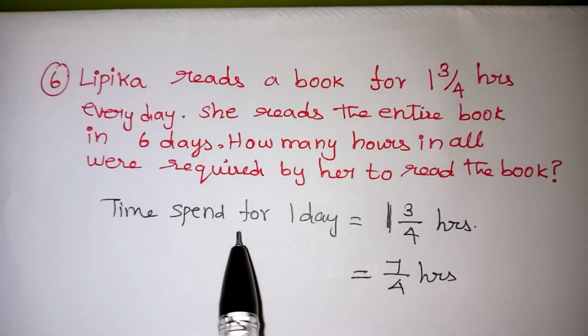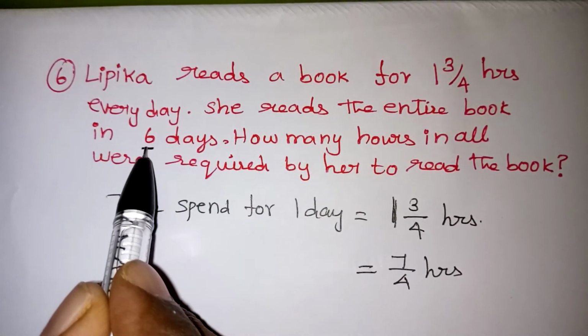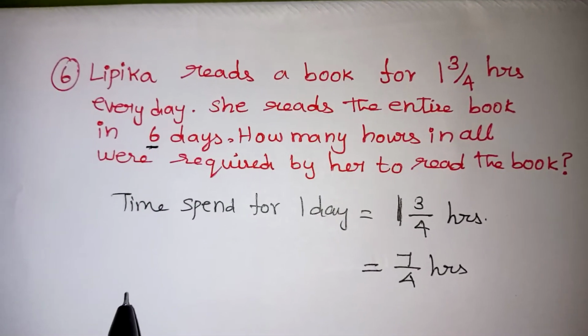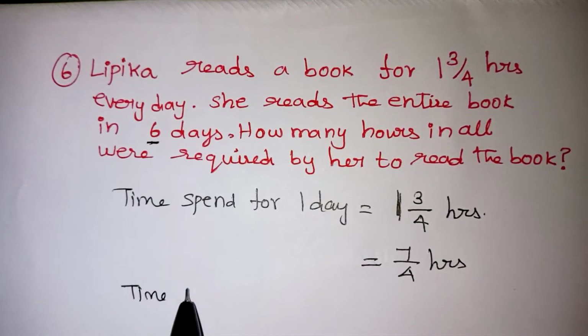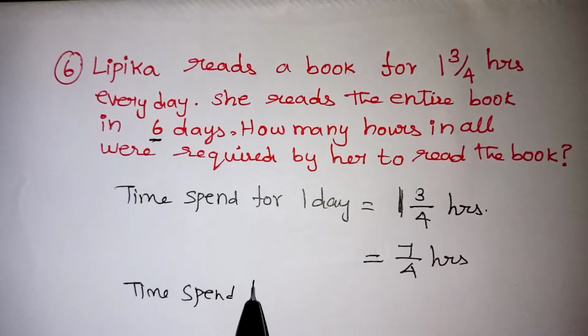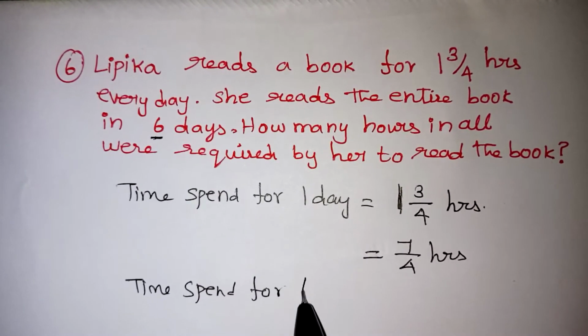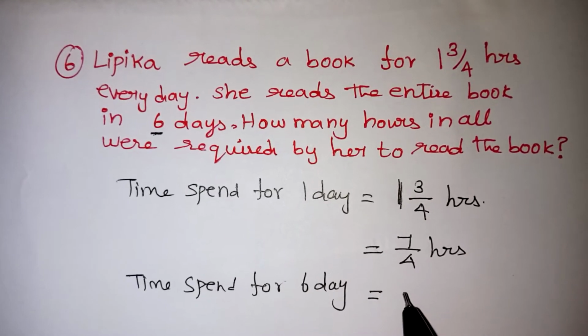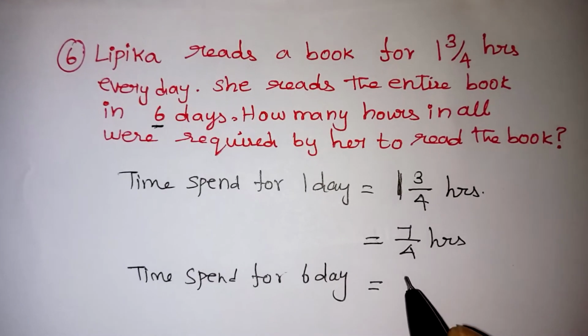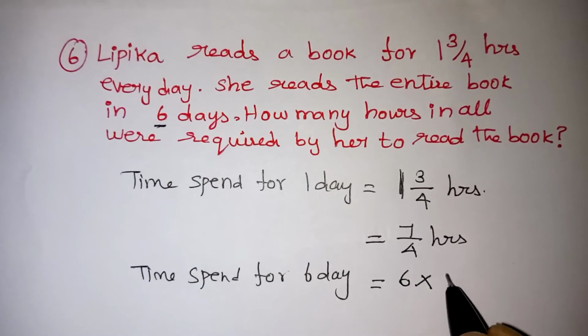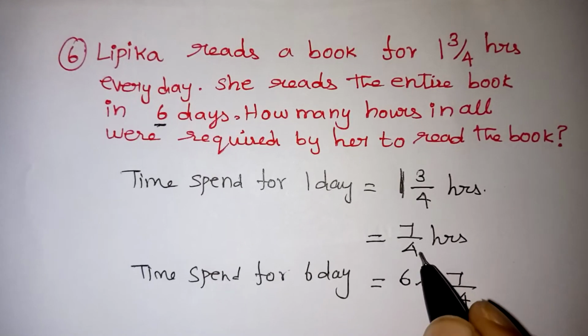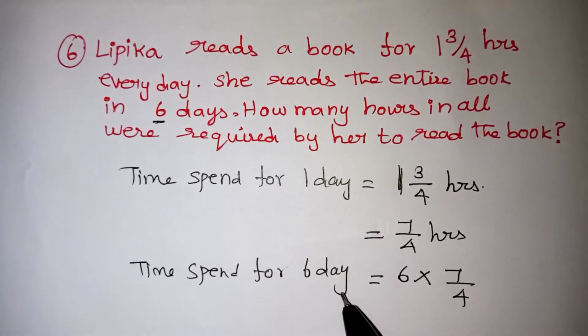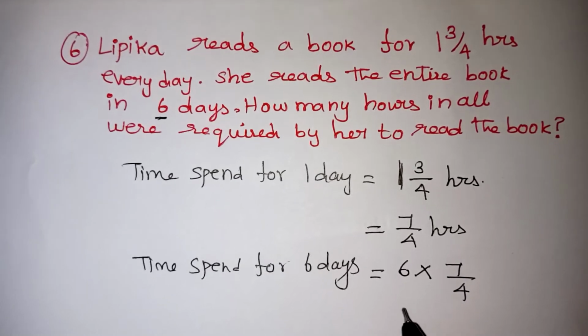So totally how many days she took to complete the book now? 6 days. So time spent for 6 days. In 6 days how many hours she has spent for the book reading, we need to find out. So time for 6 days, it will be 6 into this 7 by 4. For 1 day it is 7 by 4. For 6 days I want to find. So that will be 6 into 7 by 4.